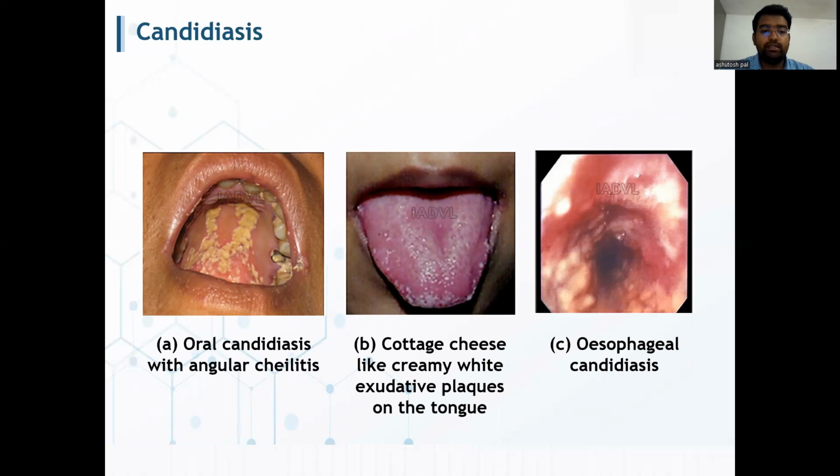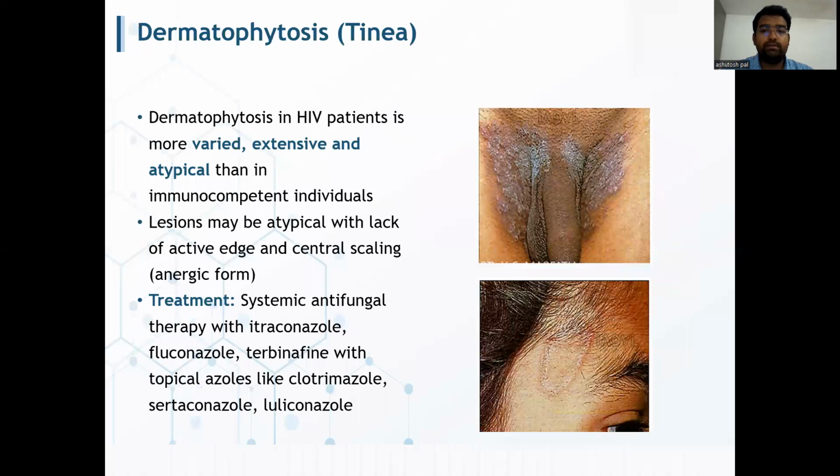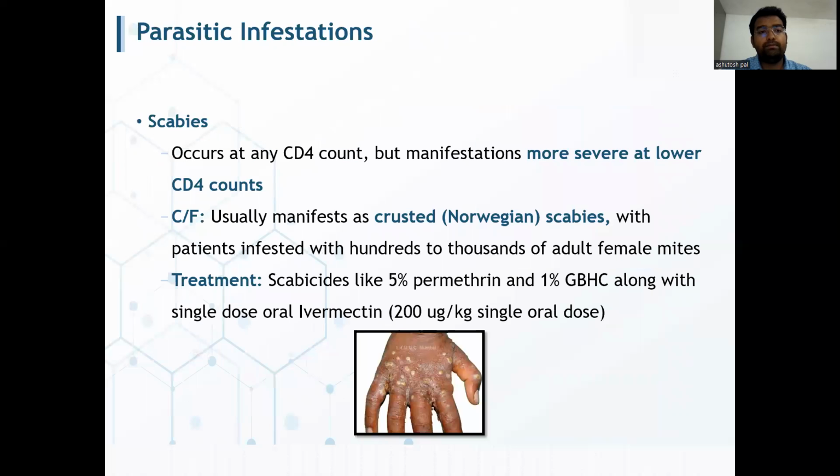Again, oropharyngeal candidiasis with angular cheilitis, cottage cheese-like creamy white exudative plaque on the tongue, and esophageal candidiasis. Now, dermatophytosis. In usual cases, it is less extensive, less varied, and typical. In people with HIV, it is varied, extensive, and atypical due to immune suppression. The treatment is systemic antifungals like itraconazole, fluconazole, terbinafine with topical azoles like clotrimazole, sertaconazole, and luliconazole.